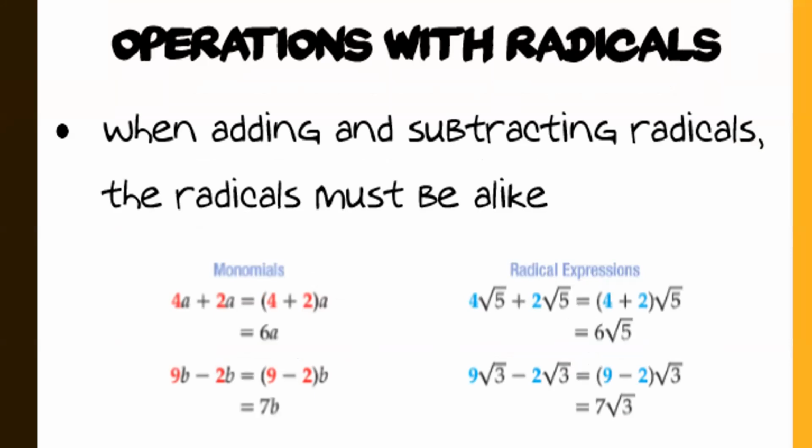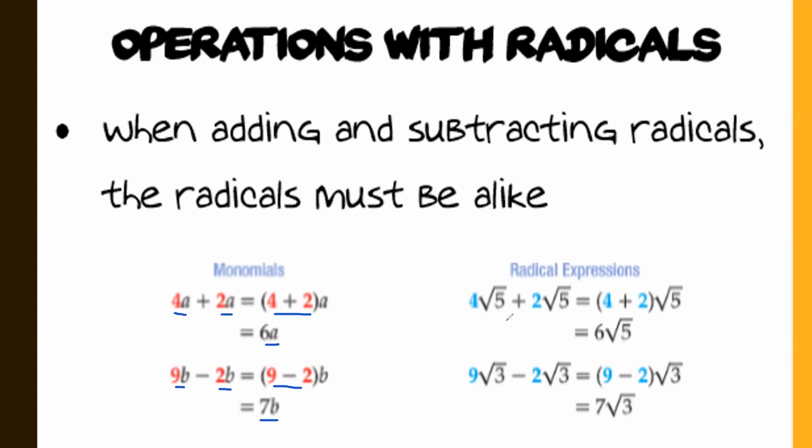So adding and subtracting with radicals, the radicals must be alike. So it's a lot like terms, problems with the same variable with the same exponent in the same place. So for example, we're familiar with 4a and 2a. We would add the 4 and the 2, maybe we get 6a. Or 9b minus 2b, we'd subtract the 9 and the 2, we get 7b.